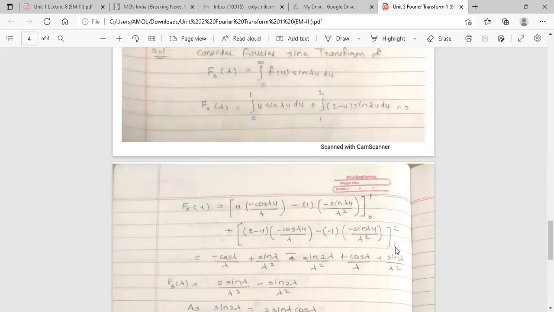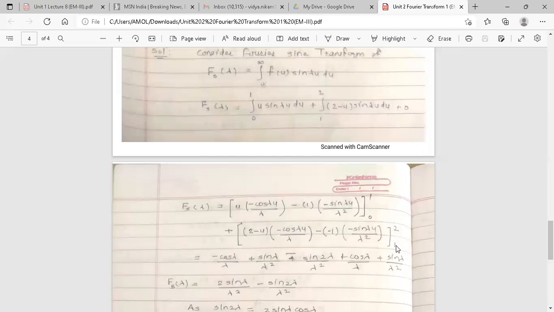For the lower limit we put a negative sign on every term. Minus of, now u is 1, so 2 minus 1 is 1. This minus sign, minus minus plus, so this sign is plus: minus sign of the lower limit and minus sign of this first function, so minus minus plus. 2 minus 1 is 1, cos(lambda) upon lambda.